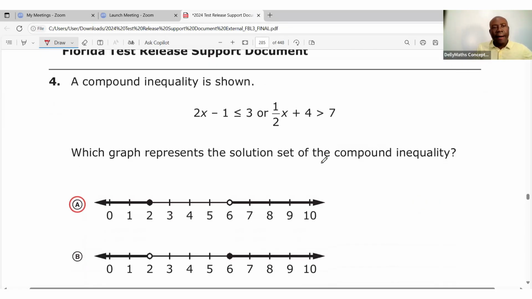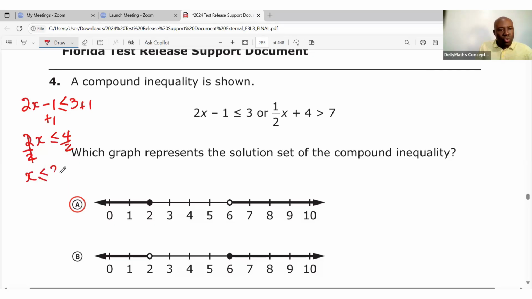All right, you could see it's a compound inequality, so we want to solve these. You could solve them separately and then see how they fit on our number line. For example, we're going to take 2x minus 1 less than or equal to 3. We're going to add 1 to both sides because we're solving. So we have 2x, which is less than or equal to 4. Then we divide both sides by 2. Now we have that x must be less than or equal to 2.